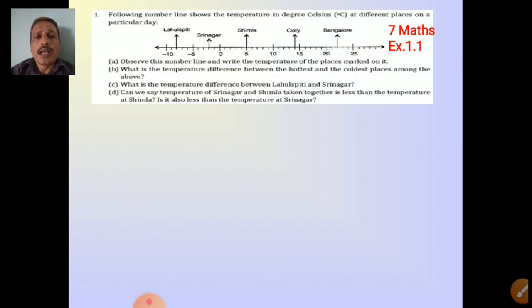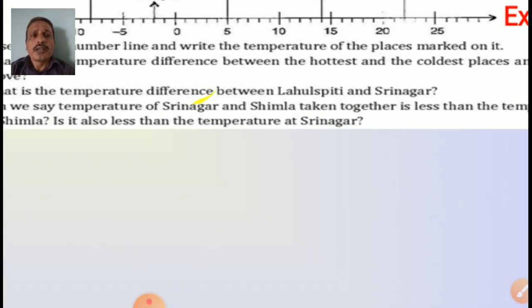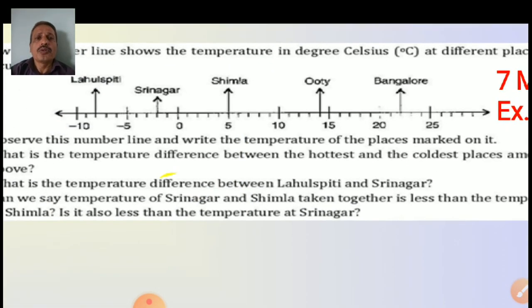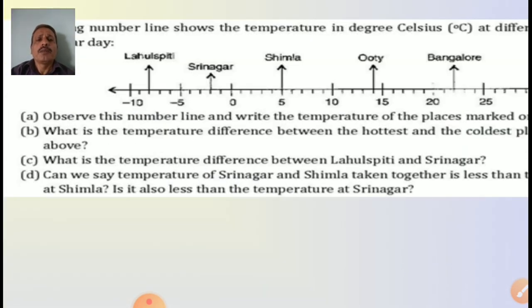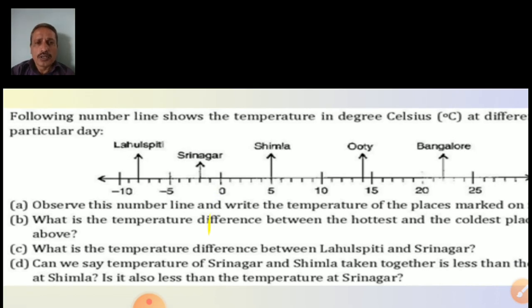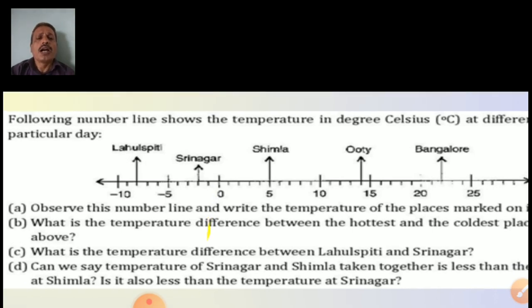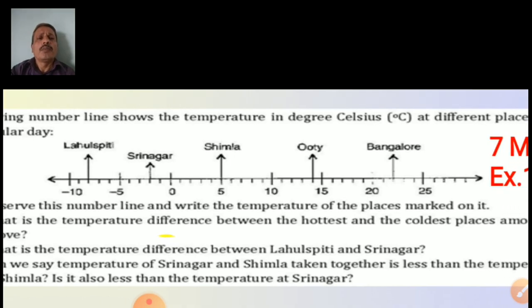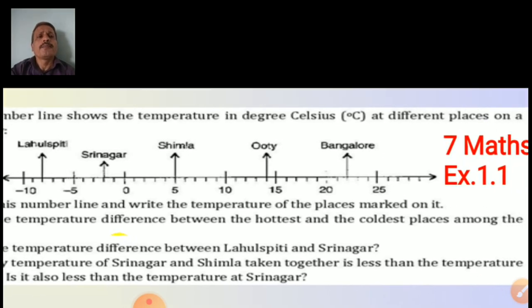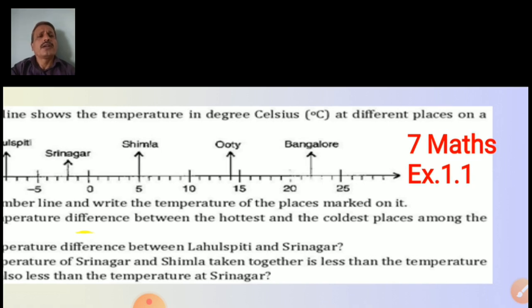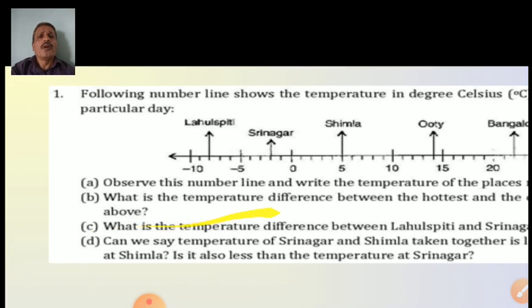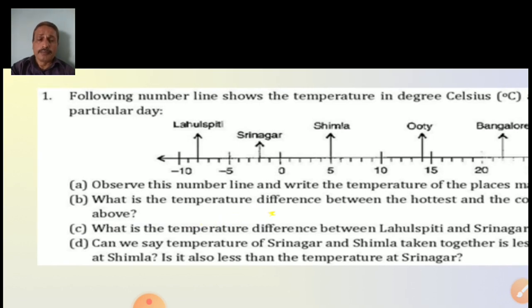Now, here is question number 1 of Exercise 1.1, Lesson number 1, Integers. If you have the textbook, open it and you can see a big question with a picture. I will read out the question. The following number line shows the temperature in degrees Celsius, in symbol written as degree Celsius, at different places on a particular day.